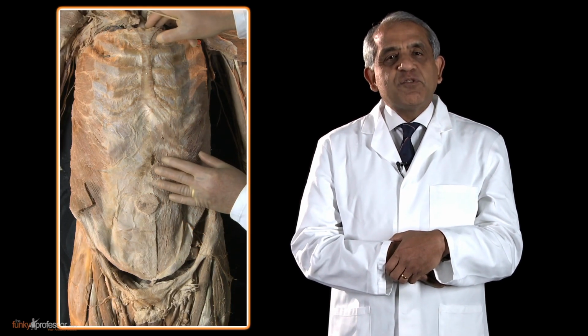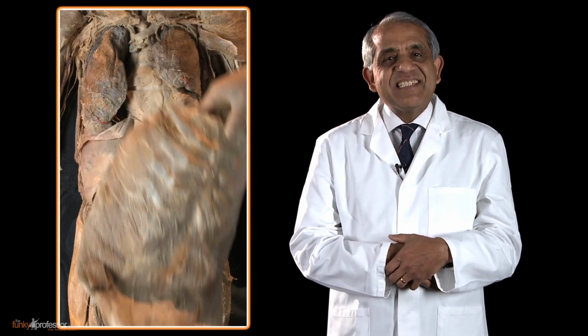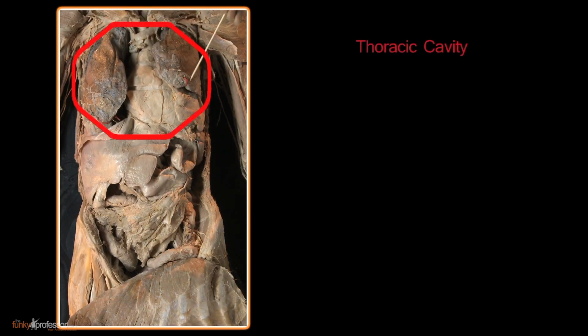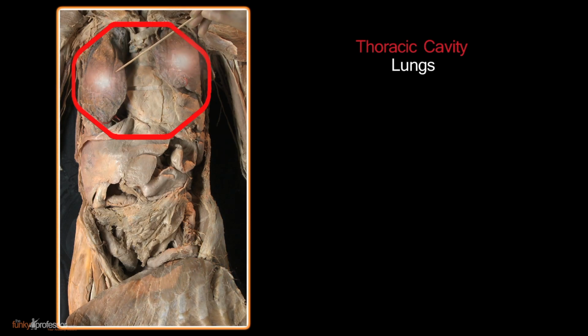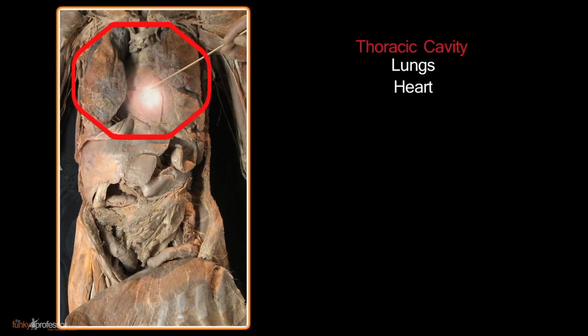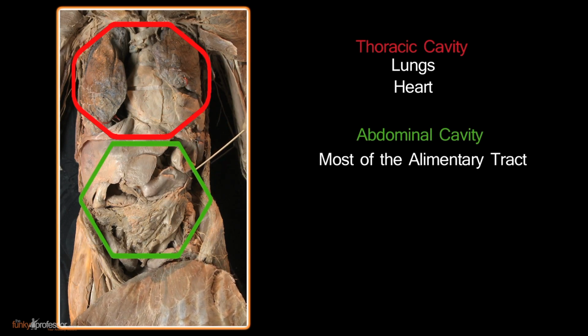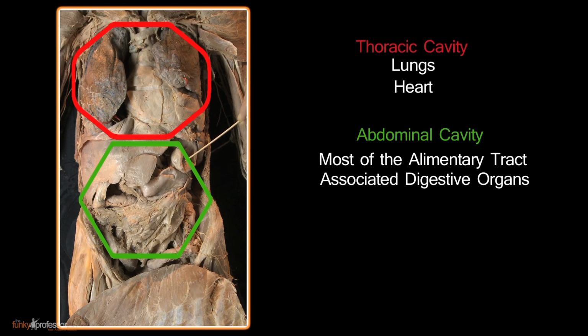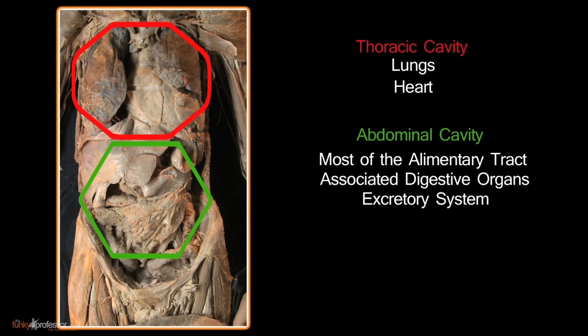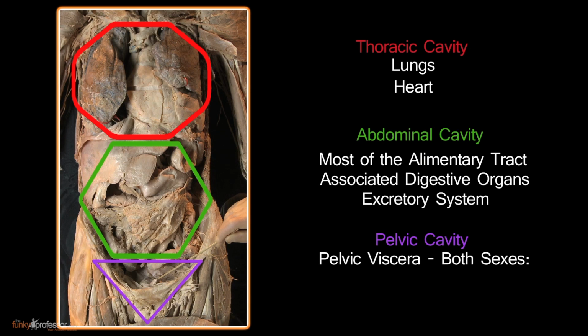Each of the 3 parts of the trunk encloses or contains a large cavity. Thus you have a thoracic cavity containing the 2 lungs, each in its delicate pleural sac, and the heart and various other important structures. The abdominal cavity, which contains most of the alimentary tract and the associated digestive organs, and of course the excretory system. And the pelvic cavity, which is packed with the pelvic viscera. In both sexes, these are the urinary bladder and the rectum.